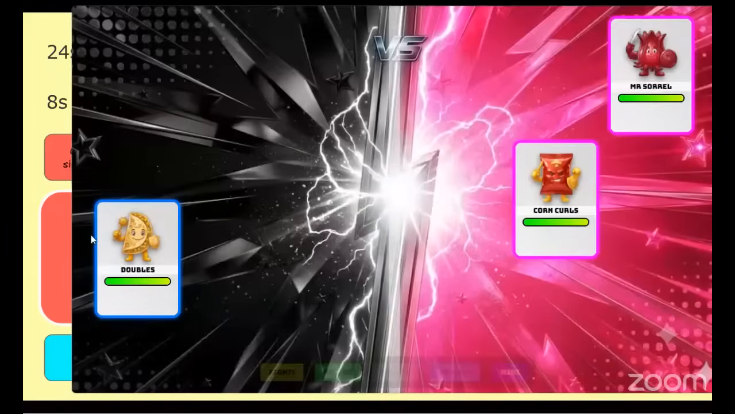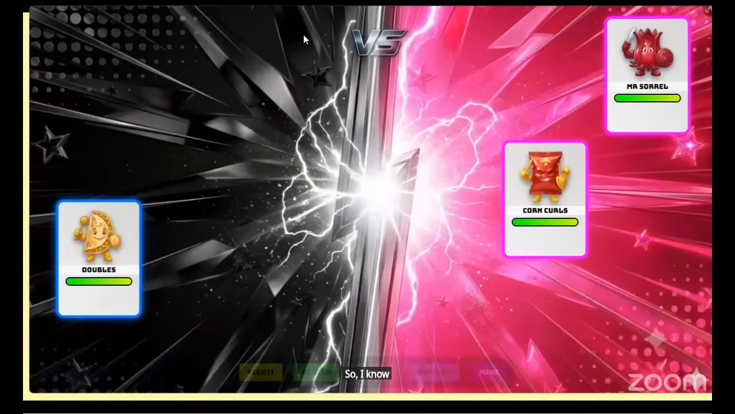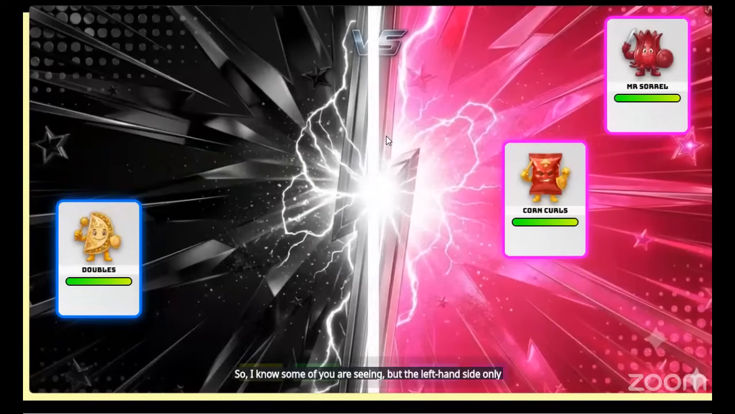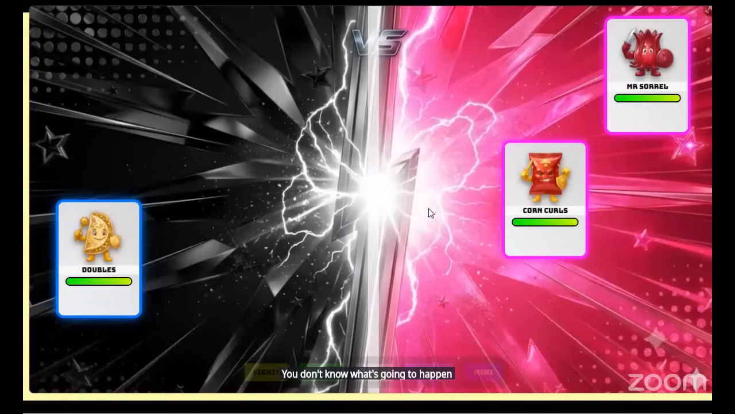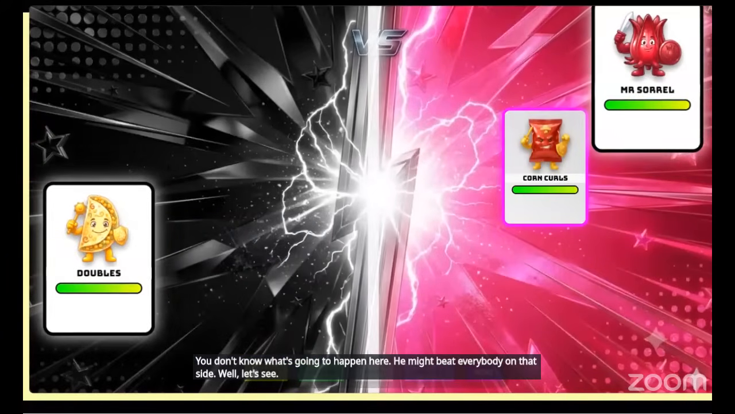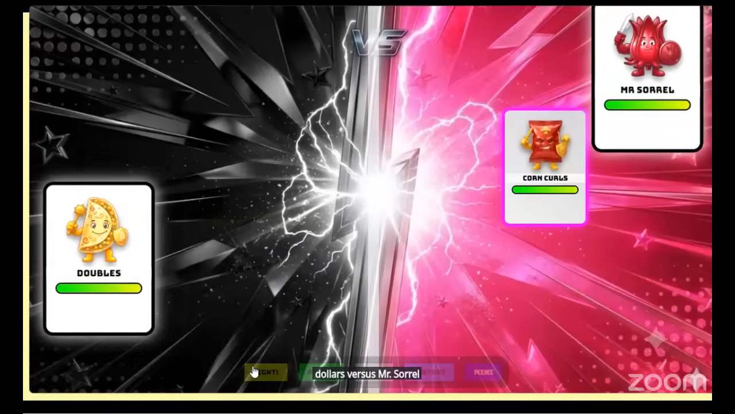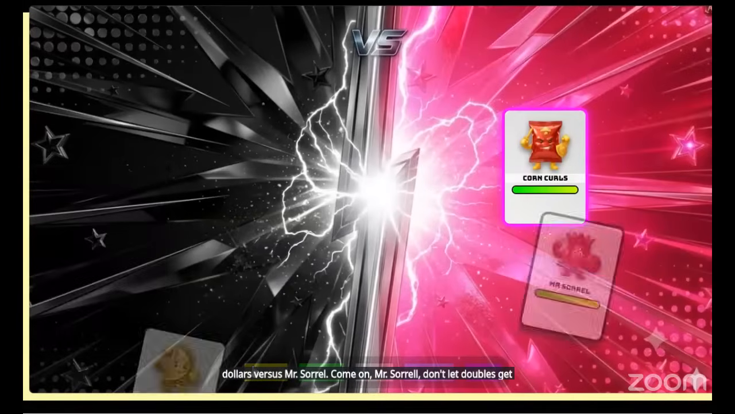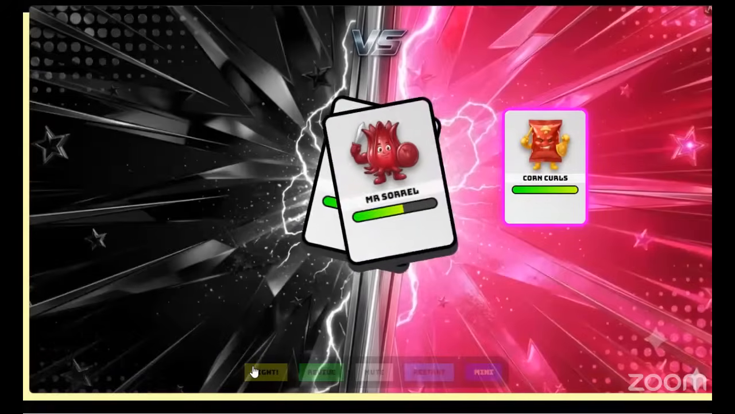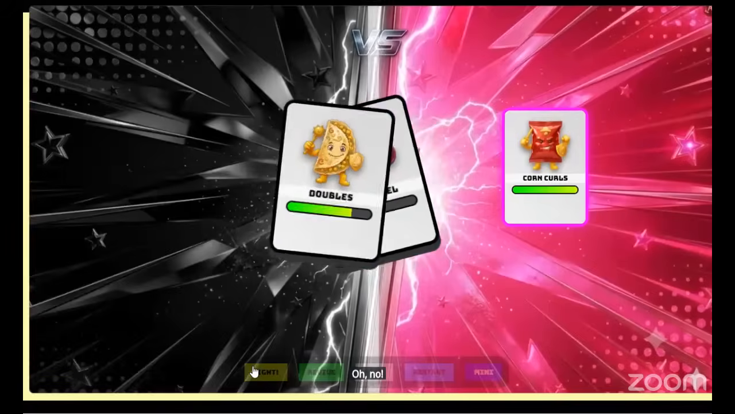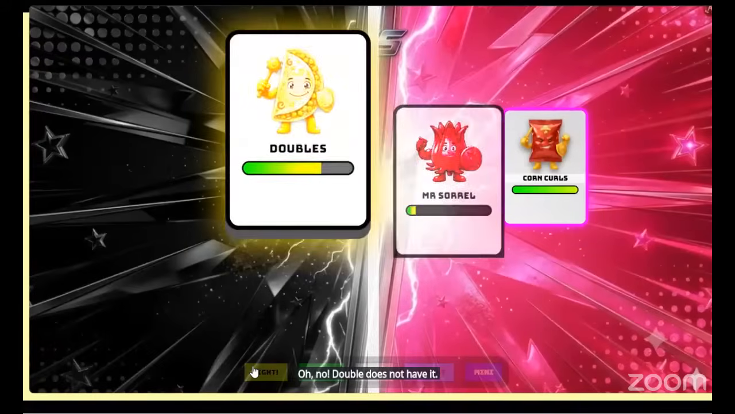Let's go to this battle here. Now, I know some of you are saying the left-hand side only has one person. You could be surprised. Doubles, you don't know what's going to happen there. He might beat everybody on that side. Well, let's see. Doubles versus Mr. Sorrel. Come on, Mr. Sorrel. Don't let doubles get you. Oh, no. Doubles is not having it. Mr. Sorrel. Yeah, go on through.